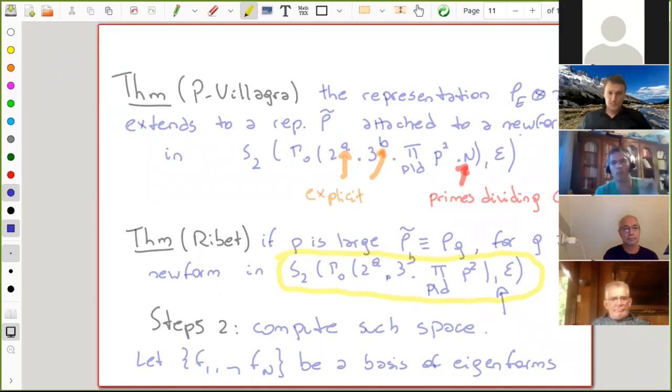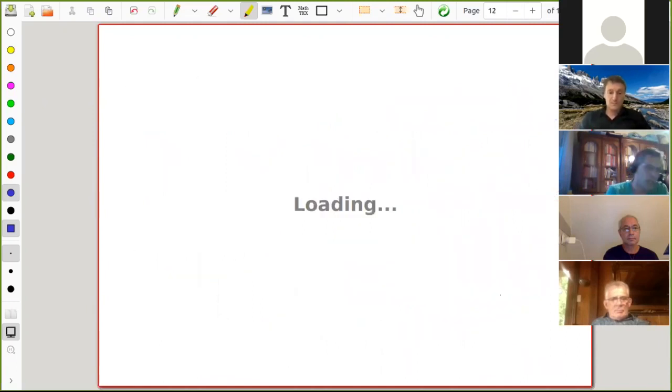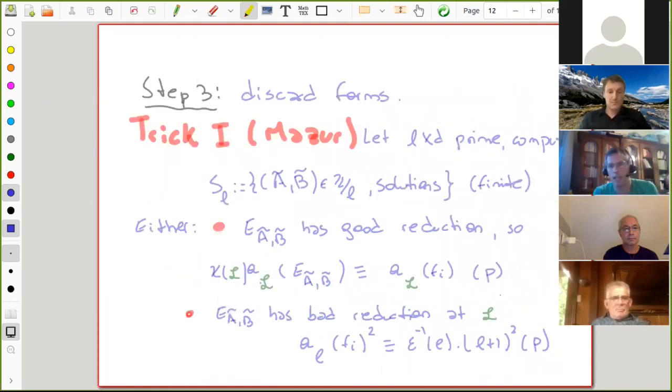And so you end up computing forms in this particular space of modular forms. So then you compute this space and you have a lot of modular forms and say, okay, so what do I do now with them? So you choose a basis of eigenforms. And then here comes the harder part. So how do you discard these forms and prove that they are not related to solutions at all? So the first idea, which is called Mazur's trick, is the following.